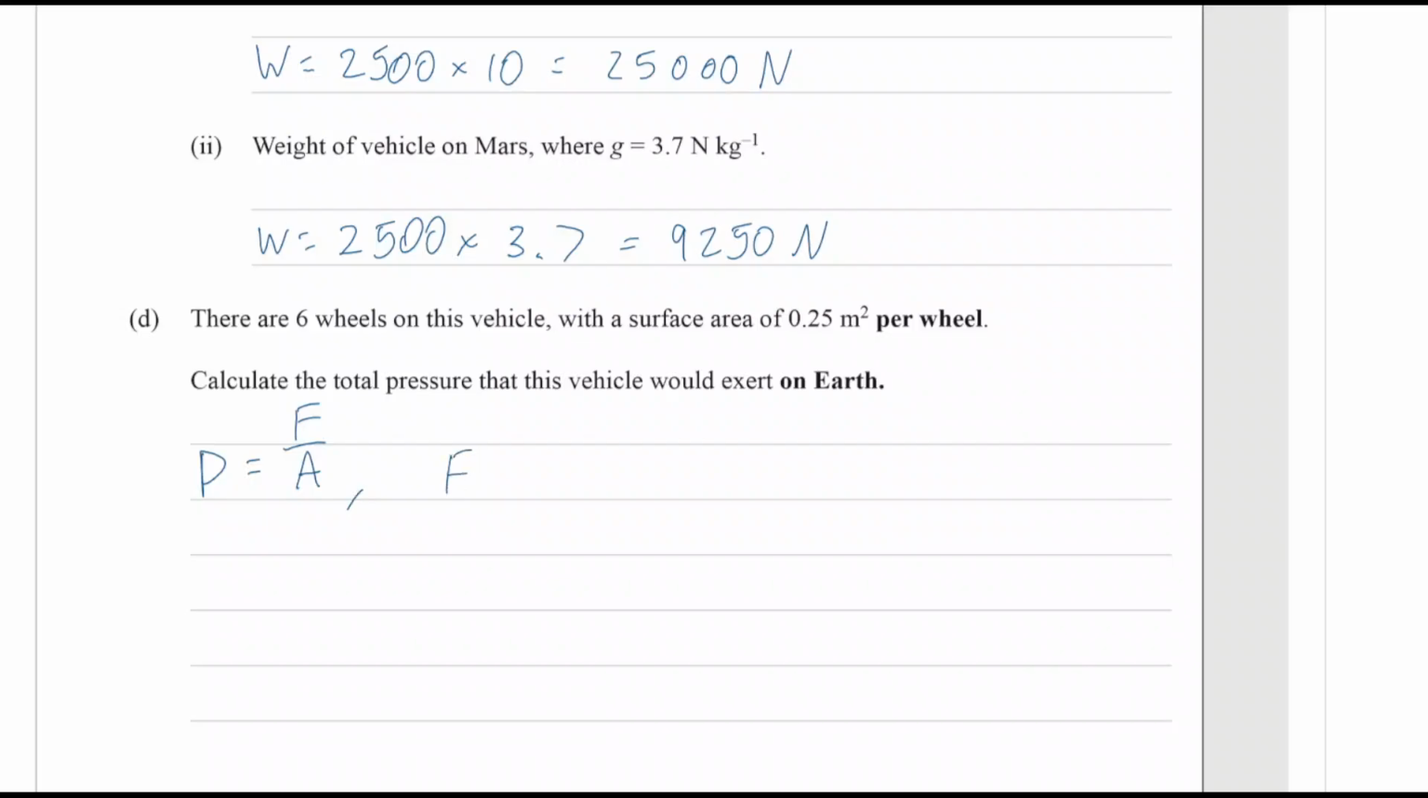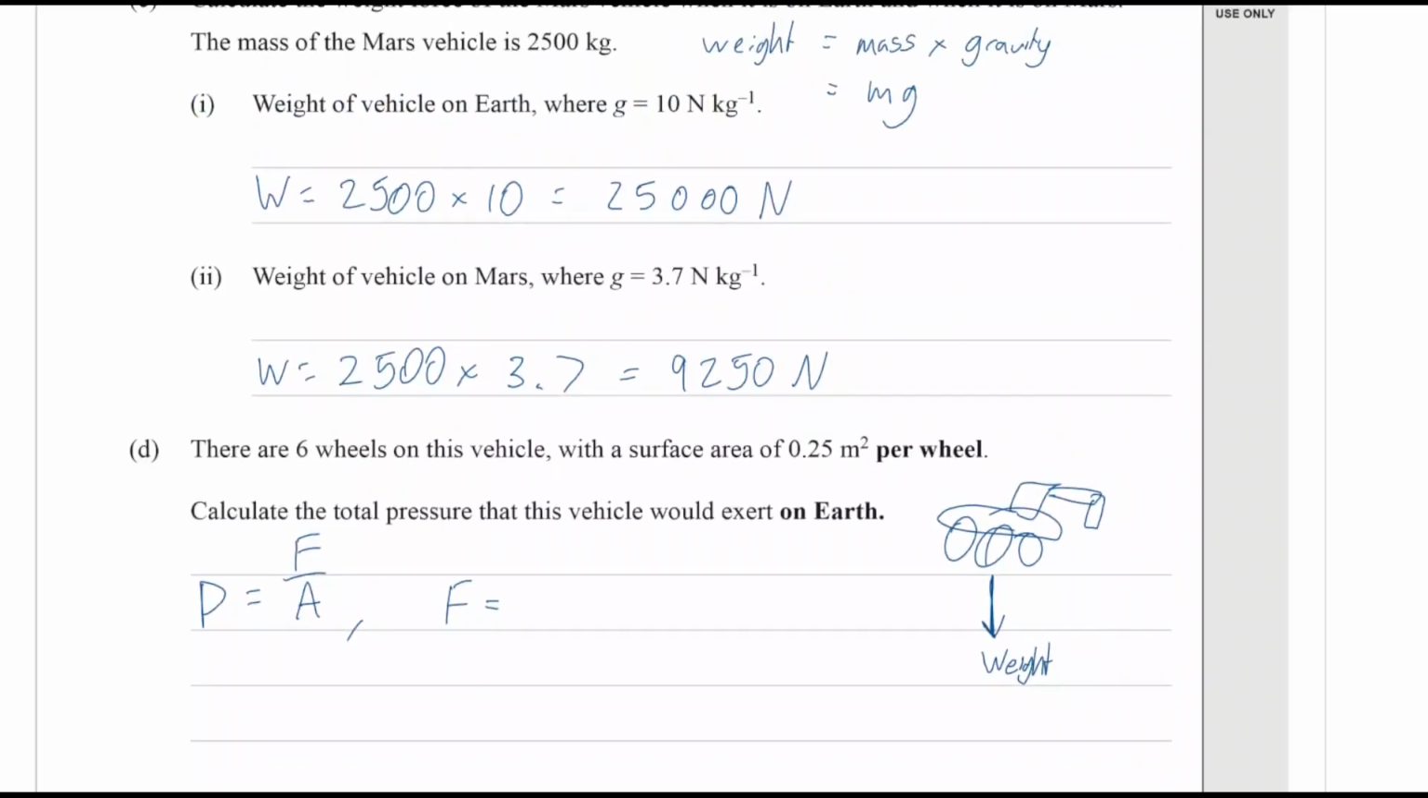And so what would the force be? Well, a beautiful rover thing. The force on Earth acting downwards is just the weight force. And we just worked out the weight force of this vehicle is 25,000 newtons.